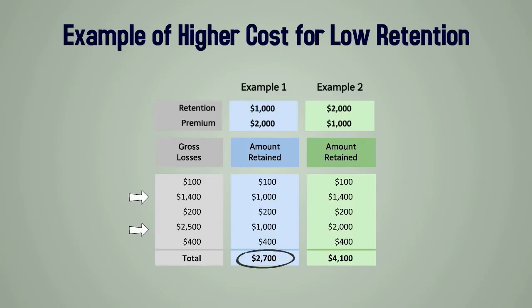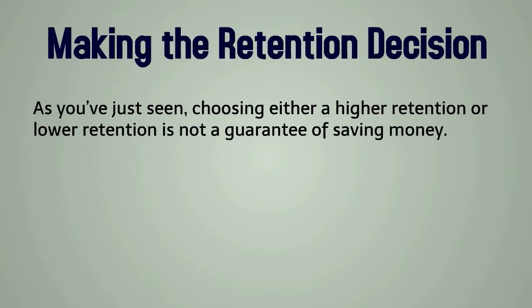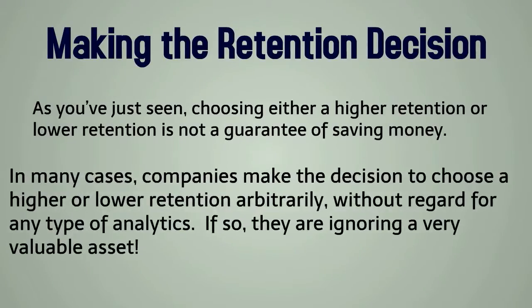Example 2, we see that only the $2,500 claim is going to be limited to the $2,000 retention. And so the cost of the limited claims is going to be $4,100. Now in this example, if we add up the premium plus the retained losses, the example 2, which has the higher retention, actually winds up costing us more. So this can happen also depending on the volatility of the losses. As you've just seen, choosing either a higher retention or lower retention is not a guarantee of saving money.